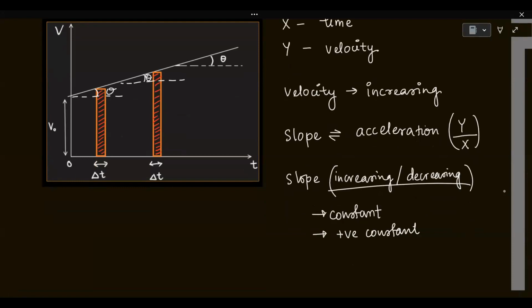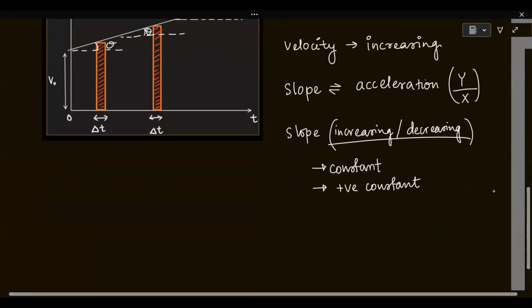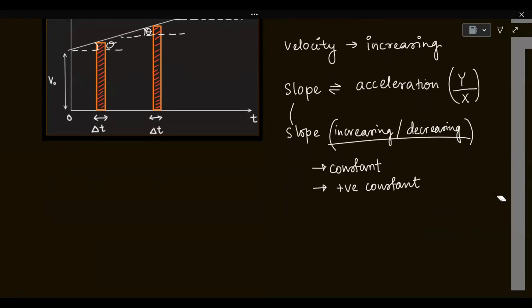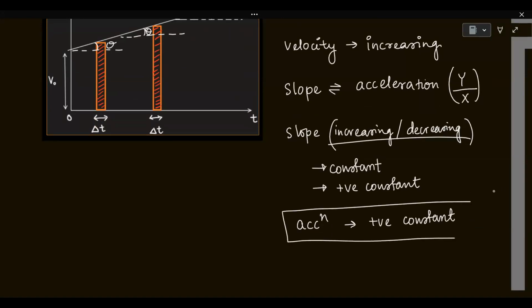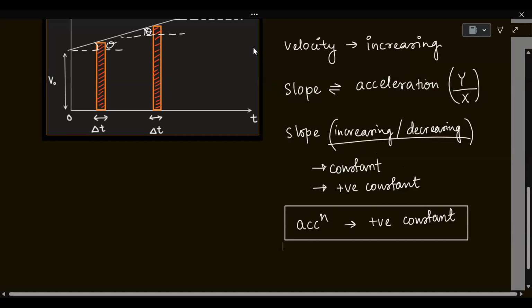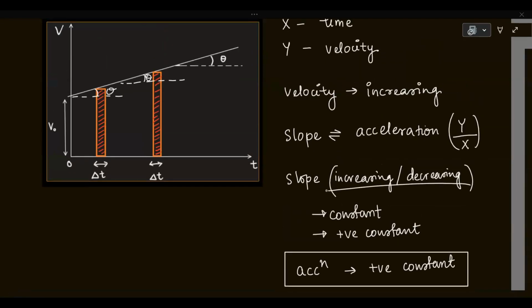Okay. Did you understand, guys? So now slope represents acceleration. So what can I say about acceleration? Acceleration is a positive constant. Please tell me if you didn't understand this. See, so is velocity a negative constant?